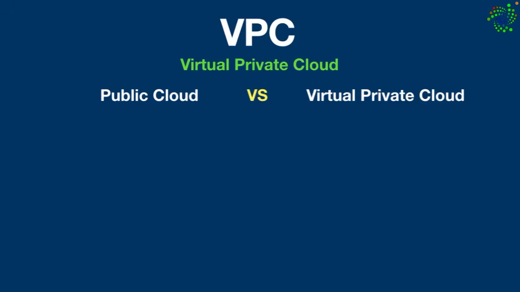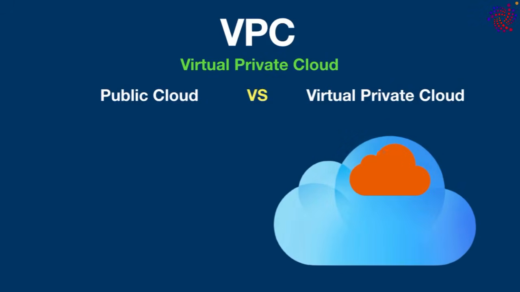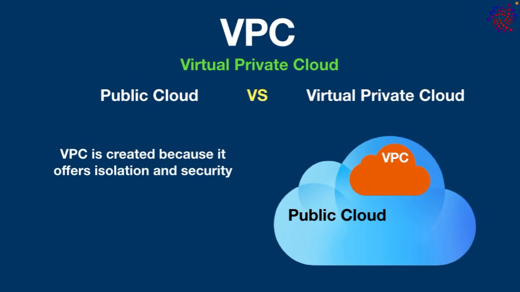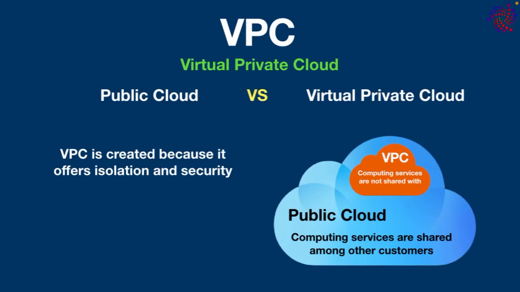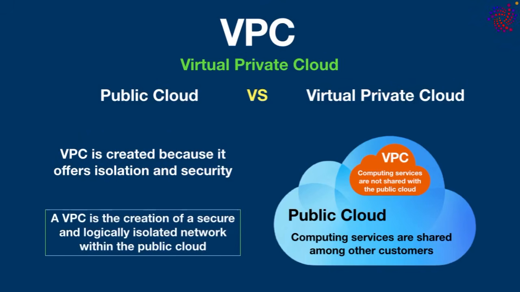As I mentioned earlier, a VPC is the creation of a secure, isolated private network within a public cloud. A VPC is created because it offers isolation and security. The main reason for creating a VPC is that in public cloud, computing services are shared among other customers who are using the public cloud. However, on the other side, in a VPC, computing services are not shared with the public cloud. So technically, a VPC is the creation of a secure and logically isolated network within the public cloud, which ultimately delivers better security and convenience to its customers.